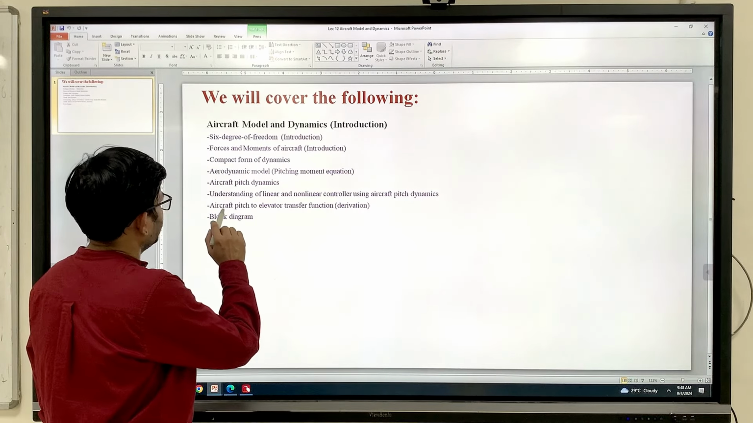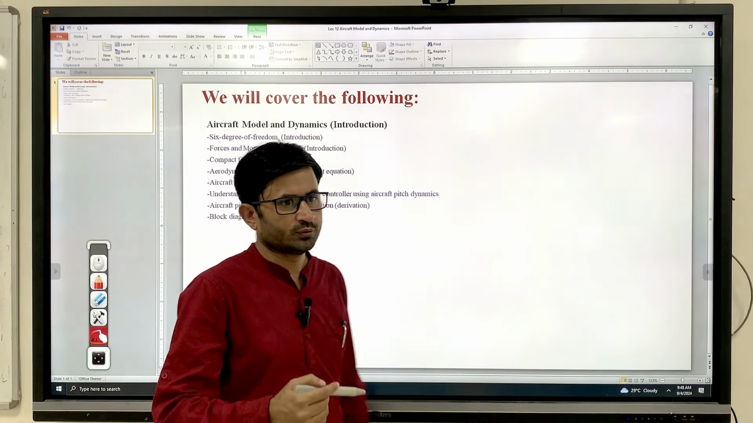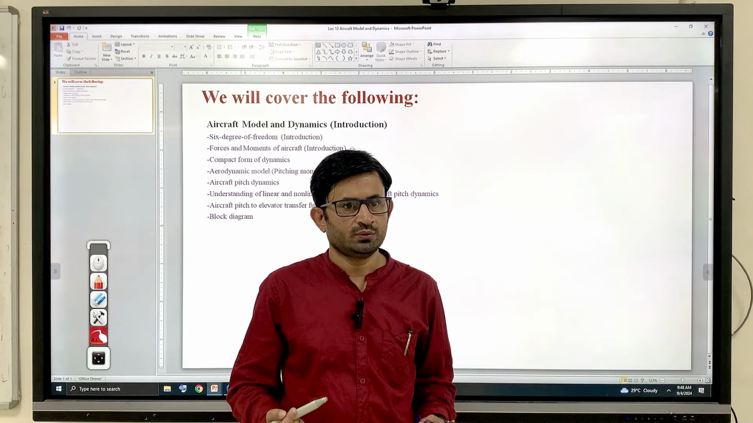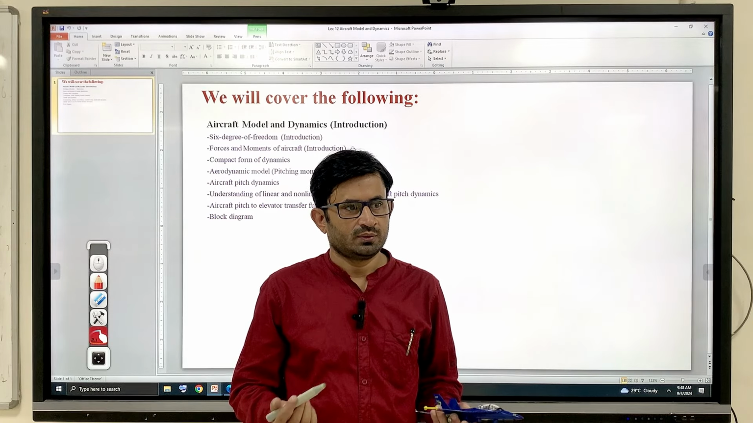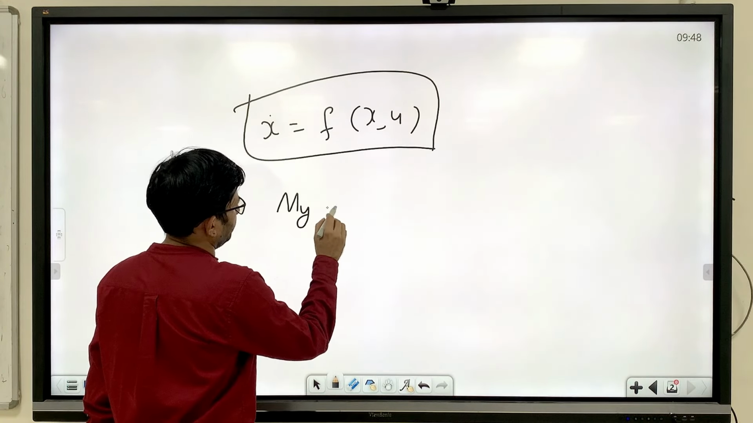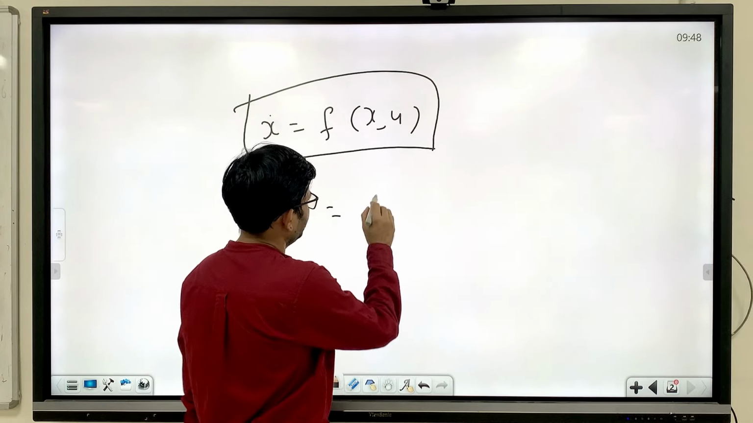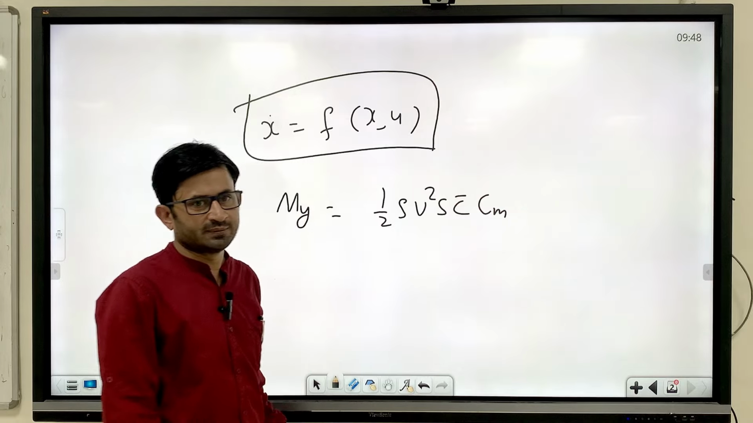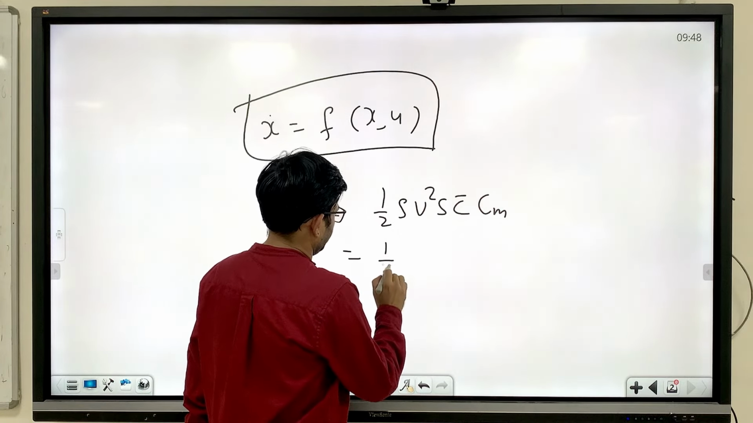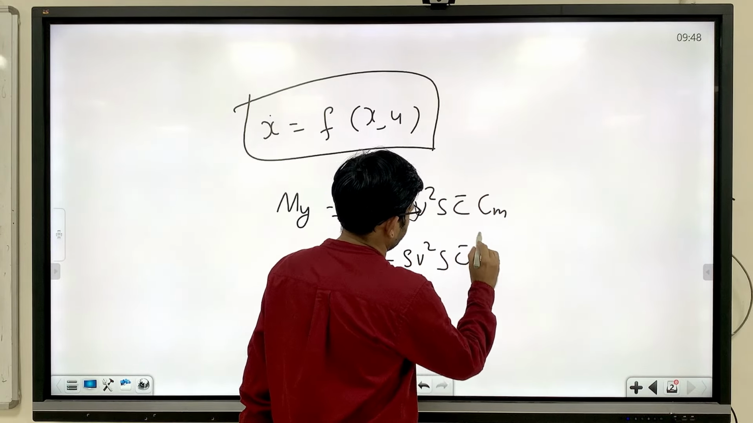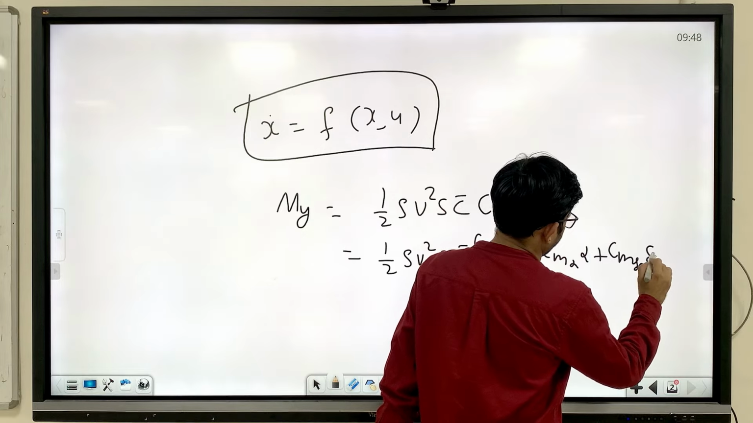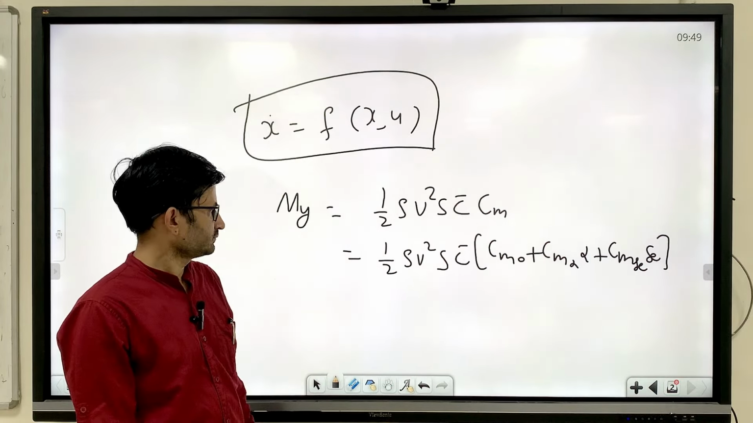Now we will consider the pitching moment equation, because I think it is better to take a simple example and try to demonstrate what you want to convey. So we will take the simple equation for pitching moment, My. What is the pitching moment? Half rho V square S c bar into Cm. Simple, right? Now you expand this: Cm naught, Cm alpha into alpha, Cm delta e into delta e, right?